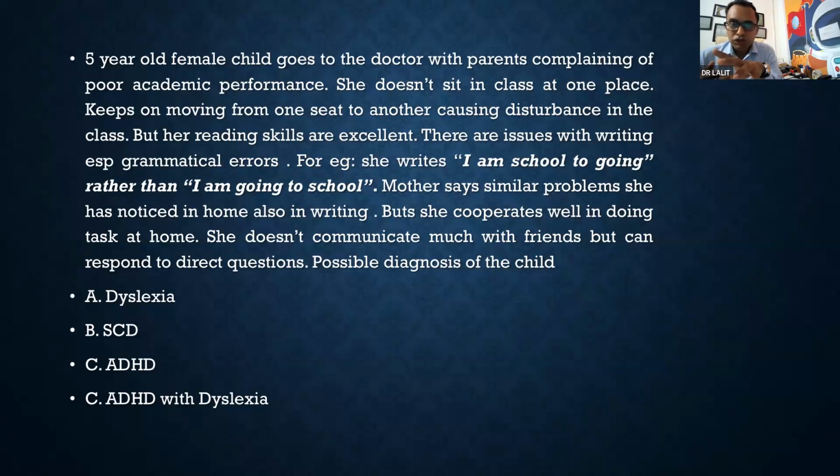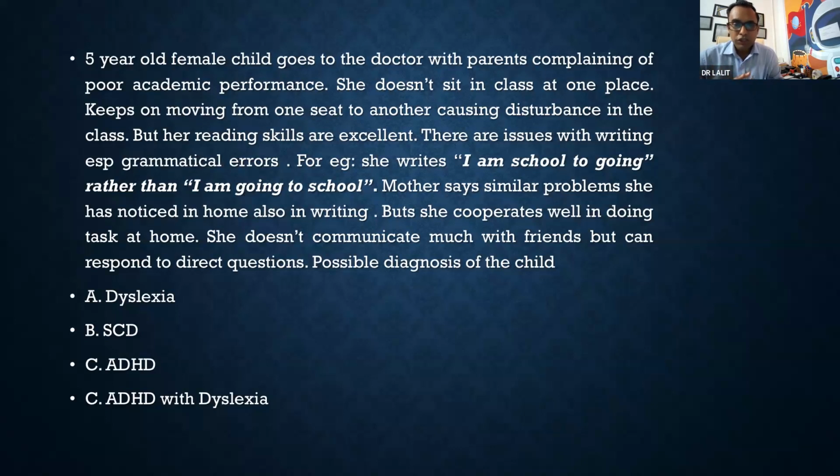So here there are no such things. There will definitely be reading issues in dyslexia, but her reading skills are excellent. The first and foremost thing is that there are spelling mistakes in a child with dyslexia, because there are phonic awareness issues and lexicon awareness issues. Here, I have mentioned that he writes, I'm school to going, rather than I'm going to school. So there is a typical grammatical error in this child, whereas his spelling of school going is absolutely fine.